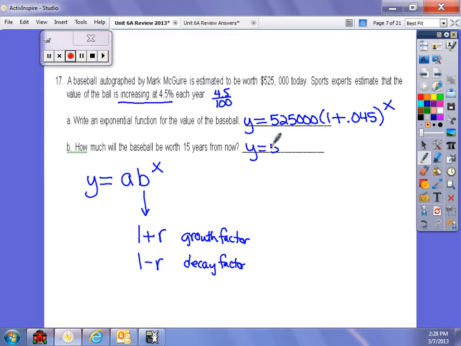Now, when you're actually trying to figure out how much it's worth in 15 years, you are going to now raise it to the 15th power. Now, I added 1 plus 0.045. You don't have to if you don't want to, but it will allow for you to get the answer of $1,016,023.28.